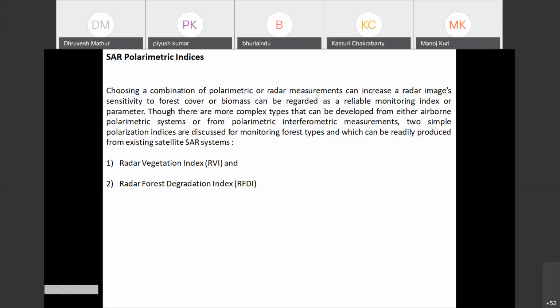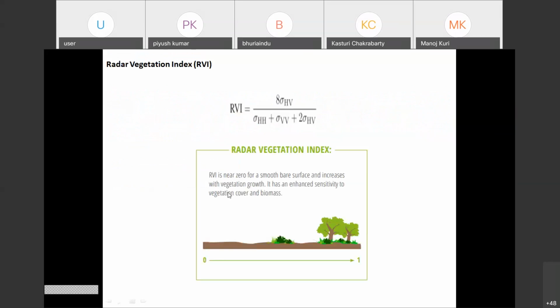Because what is happening here, NIR gives a very good discrimination, whereas red is absorbed. So a difference between these two will give the characteristics of the forest. But in radar images also, similar indices are being generated, which are used for various studies. Two such examples are the radar vegetation index and the radar forest degradation index.